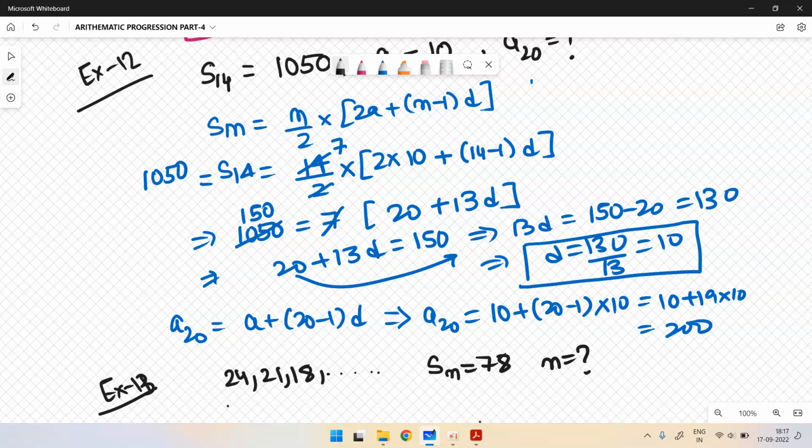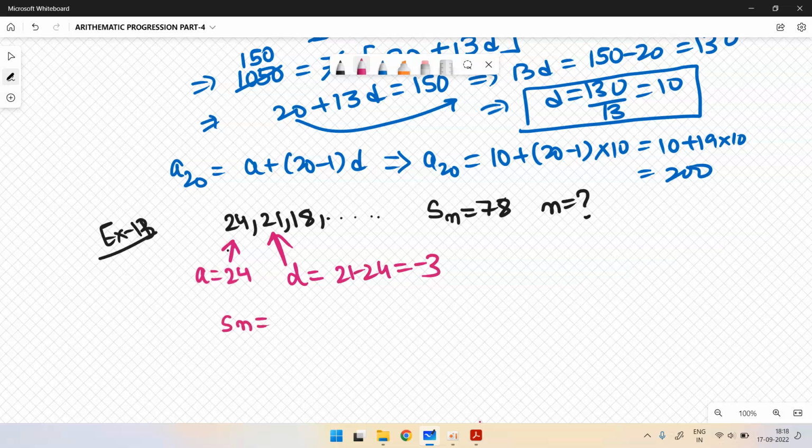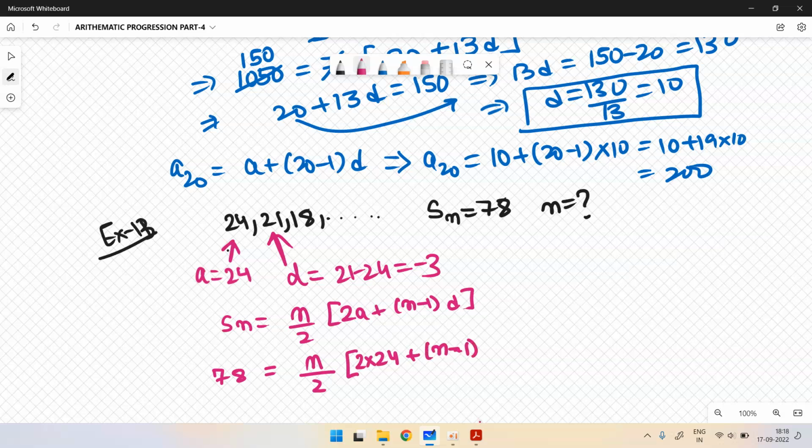Now everything is given to you. From this series, the first term a is 24. If you calculate d, the common difference, it is 21 minus 24, which is minus 3. It is given that the sum is 78. You know the formula: S n is n by 2 into 2a plus n minus 1 d. So 78 equals n by 2 into, in place of a, 24, plus n minus 1, and d is minus 3.